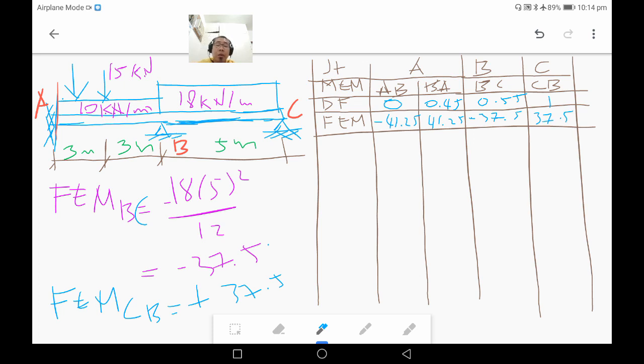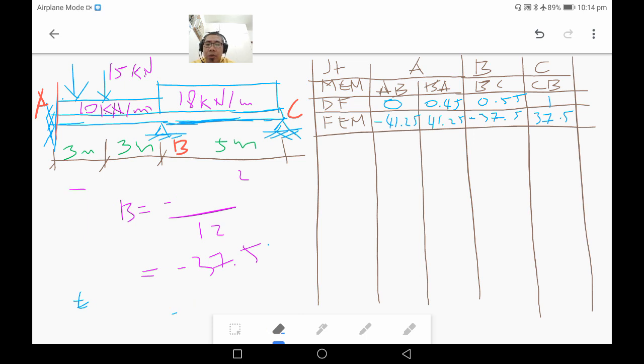Pag nagawa na natin yan, let's go for the moment distribution. Medyo mahaba-haba to. Unlike ng fixed both side is medyo madali. So, okay. Dito, kung titignan natin, this is a joint. Ito yung joint. Ano yung beam nasa joint? BA and BC. Yan yung nasa joint, eh.